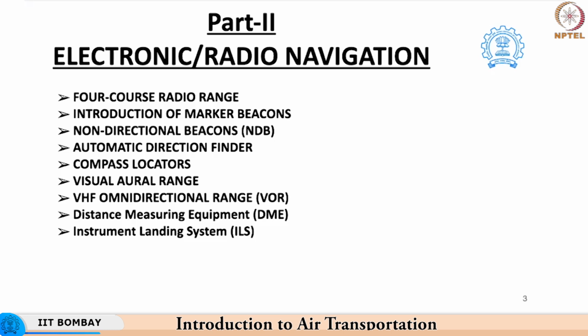Through this lecture, we will be covering certain navigation aids like the four course radio range and the marker beacons. Then we will be understanding other navigation units used by aircraft, that is the non-directional beacons, or more commonly known as NDBs. Then we will look into the compass locator, the visual aural range radio navigation aid, and one of the most famous and most prominently used navigation aids, that is the VOR or VHF omnidirectional range.